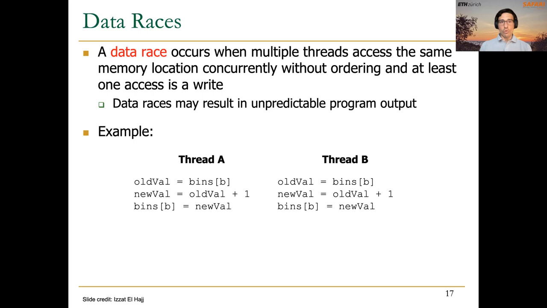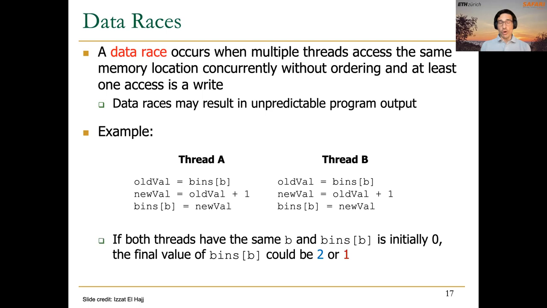Let's see one example. Let's imagine that we have two threads, A and B, and they are creating a histogram. They are updating some bins, based on a particular value B that they are using to index these bins, as I said, maybe a histogram. So they access this array of bins, they load the value into this variable, then they increment it, they obtain a new value, and finally they write the new value in the original position in memory, right? And you can observe that thread A and thread B are doing exactly the same computation. And these two threads, A and B, might belong, for example, to the same warp, and so they execute concurrently.